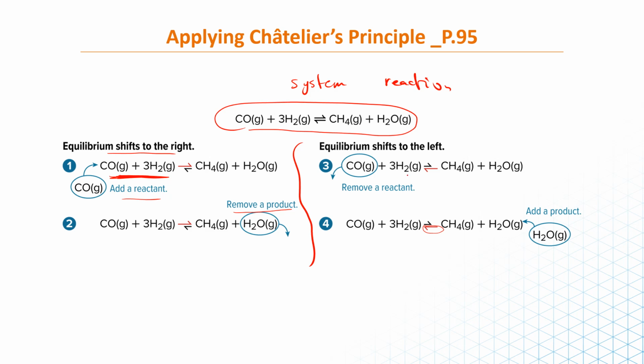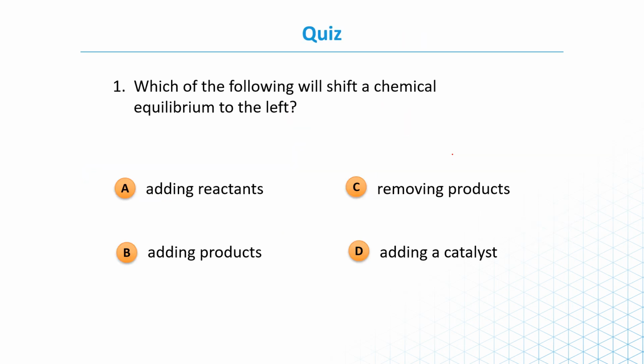So these conditions, if we add a reactant or remove a product, the reaction or the equilibrium will shift to the right. If we remove a reactant or add a product, the equilibrium will shift to the left. So read this question, stop the video and try to come back. Which of the following will shift the chemical equilibrium to the left? لجهة اليسار.